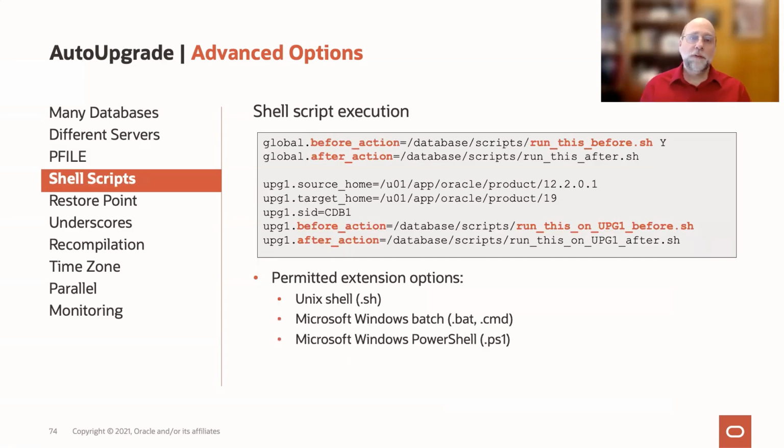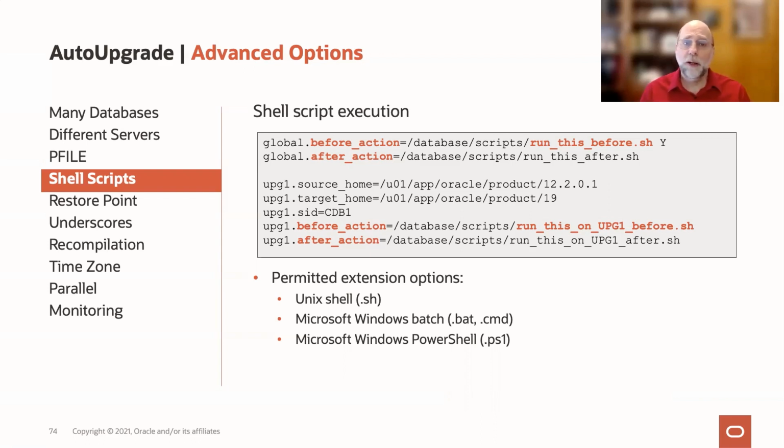Oftentimes, customers have specific scripts that they'd like to have executed at a particular point in the upgrade process, either before the whole thing starts or maybe for an individual database. You can do this, again, globally or at the individual database level, specifying a script that would run before or after the upgrade. On the global level, you might do something like just have some tracking database that starts at the beginning of your maintenance window and shows you that these databases are in fact being upgraded. And maybe at the end, you might have scripts that are used to validate that the upgrade succeeded.